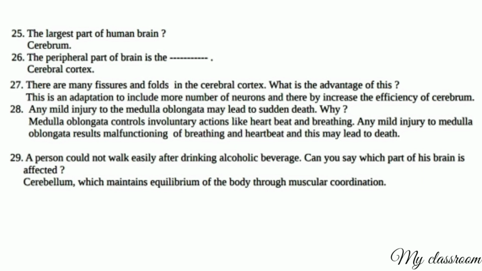Any mild injury to the medulla oblongata may lead to sudden death. Why? Medulla oblongata controls involuntary actions like heartbeat and breathing. Any mild injury to medulla oblongata results in malfunctioning of breathing and heartbeat, and this may lead to death. A person could not walk easily after drinking an alcoholic beverage. Can you see which part of his brain is affected? Cerebellum, which maintains equilibrium of the body through muscular coordination.